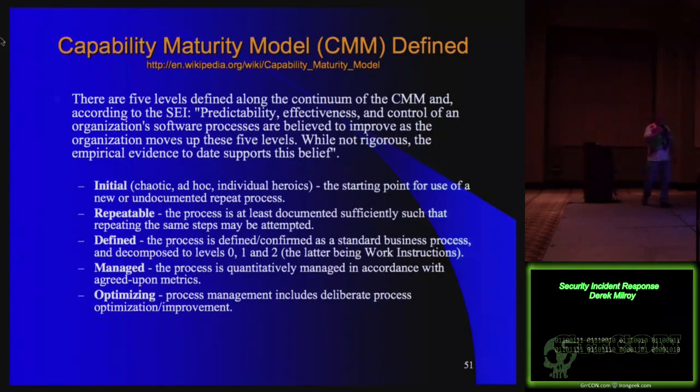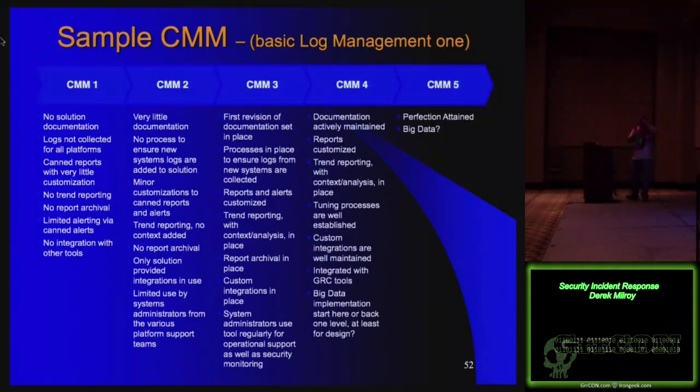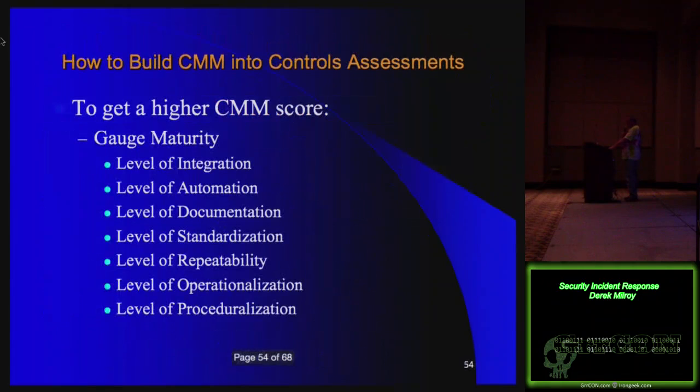I took this right off Wikipedia. Initial, repeatable, defined, managed, optimizing. There you go. Woo, what the hell does that mean even? There's an idea for log management for you. This is meant for you to take back. You can take these slides and change them for different tools you have in your environment in general. How do you tell what's mature and what's not? How do you tell if your tool set's optimized or your process? It just is a way to get you thinking about it from a maturity perspective, right?